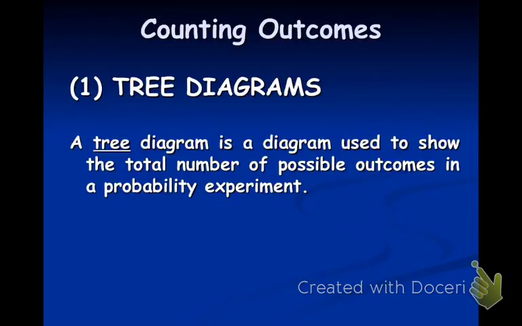So a tree diagram, you guys have a definition on your paper. You just have to fill in that one blank. A tree diagram is a diagram used to show the total number of possible outcomes in a probability experiment. How many different ways can something be made? So we are counting to figure out the total of how to make something happen.